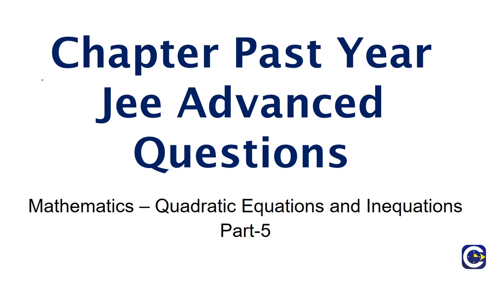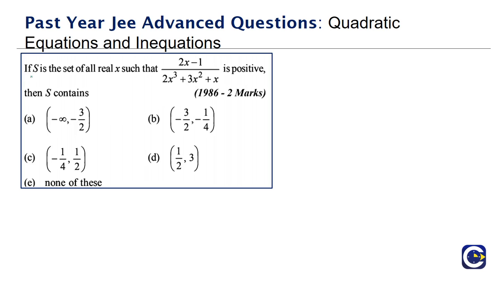Hello everyone, this video is regarding JEE Advanced past year questions on the chapter Quadratic Equations and Inequalities Part 5. So the first question for this video: if S is a set of real numbers x such that (2x minus 1) by (2x cube plus 3x square plus x) is positive, then S contains which of the following options are correct?